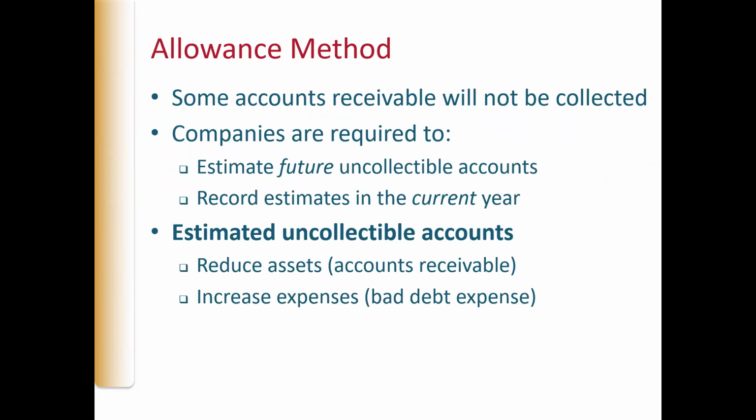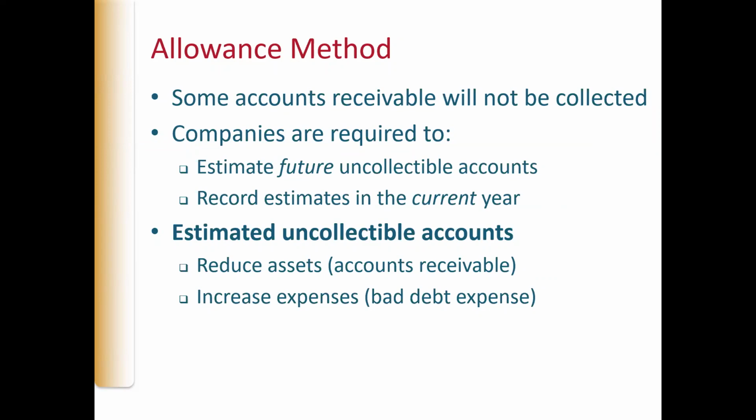And so since we're on the accrual basis, we need to estimate today our future uncollectible accounts, because the estimate to show that will be bad debts, we need to record today against the revenues they help to create.